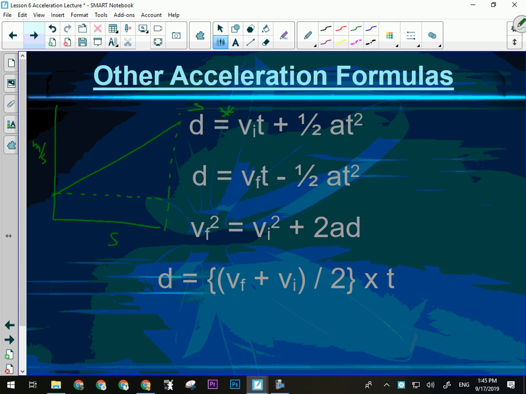VI times t, this is our initial velocity, how fast we were going at time 0, and we're multiplying it by the time. That's the base times the height. So this part is VI times t. This part is taking 1/2 times the acceleration times time squared, which is essentially finding the area of this triangle, like 1/2 base times height. I know it doesn't look that way, but that's what it's doing. It's taking the rate of acceleration, halving it, and multiplying by the time squared, which is the same as taking meters per second times seconds.